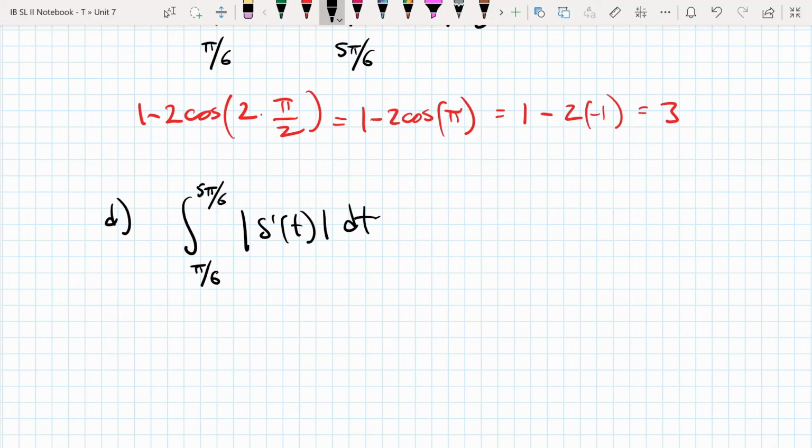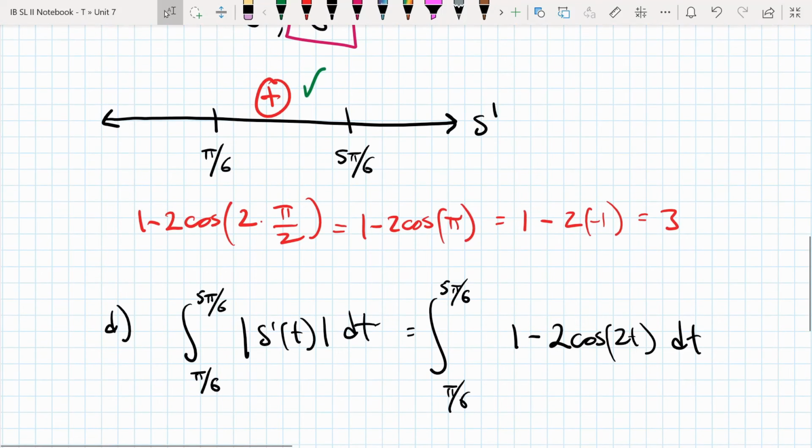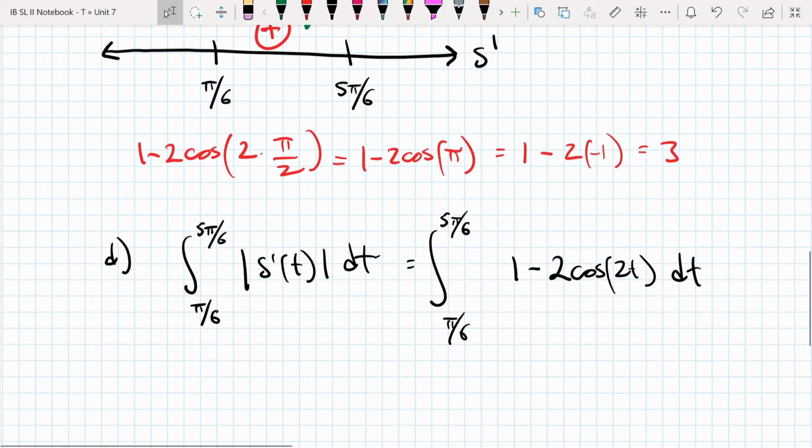So let's plug in the value of the derivative here. So this is 1 minus 2 cosine of 2t dt. The nice thing about this is that we know the first derivative is positive for all values between pi over 6 and 5 pi over 6. And what that means is the absolute value sign actually doesn't matter. It won't affect our answer. And that's going to make integrating this much easier. So we're going to integrate this normally.